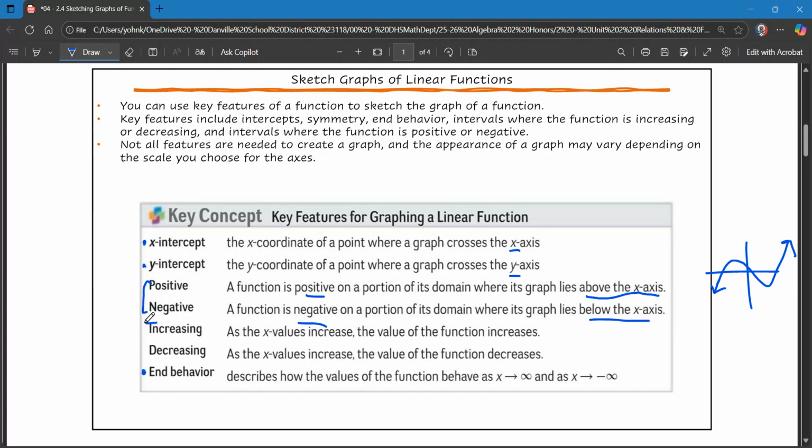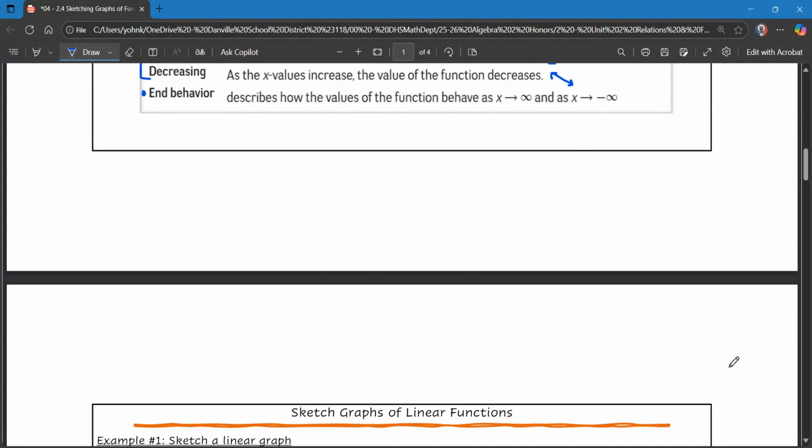Then the other two to talk about are increasing and decreasing. As the x values increase, the value of the function increases. So that means as you go left to right, your function is going up. If you are decreasing, then as the x values increase, the value of the function decreases. So now you have something that looks like this. If we look at this picture right here, we are increasing, we are decreasing, and we are increasing. So you follow the curve. All right, these are all the important things that you'll need in order to graph a function.